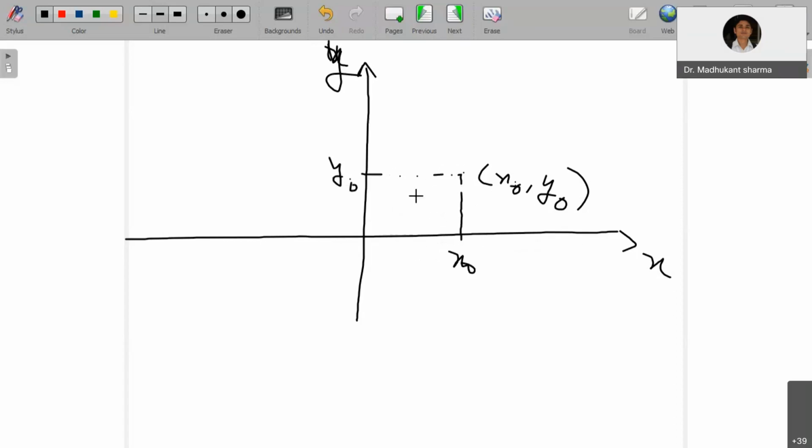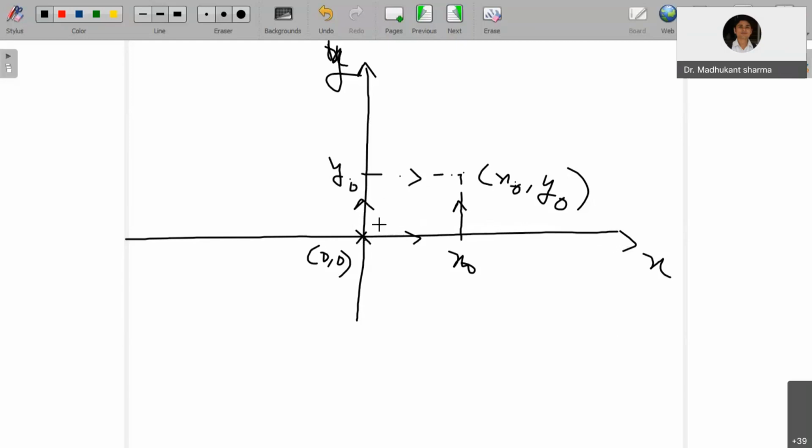Okay, so when y naught is fixed, you can reach from this to this. Suppose you want to reach x naught, y naught from the origin, 0, 0. How many ways can I reach? There are infinitely many ways actually. One way is 0, 0 to x naught and then x naught to x naught, y naught. Another path is 0, 0 to y naught and then across.